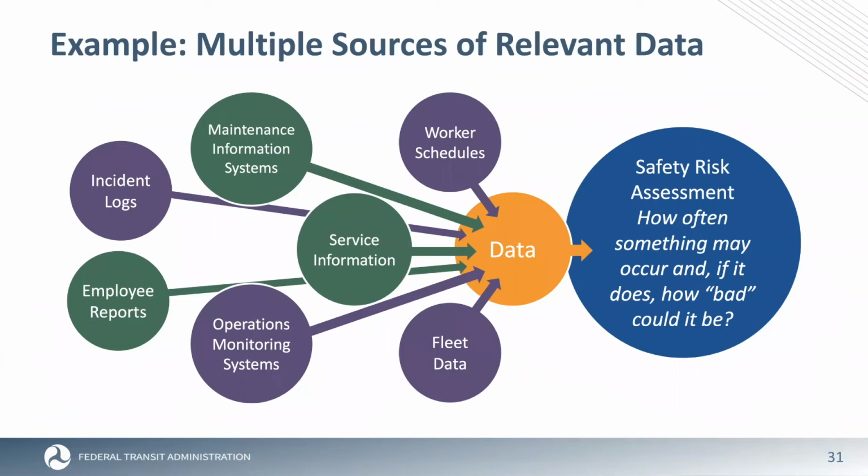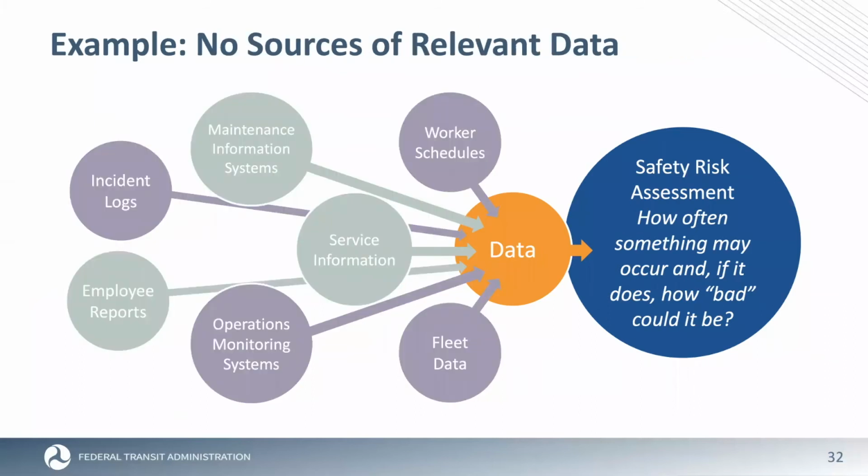So you might have multiple sources of data, and they all seem very relevant, and you've got to decide, well, what sources am I going to use to support this safety risk assessment, right? That's one situation. Well, another one is you might have a hazard and a potential consequence, and you can't really find any relevant data.